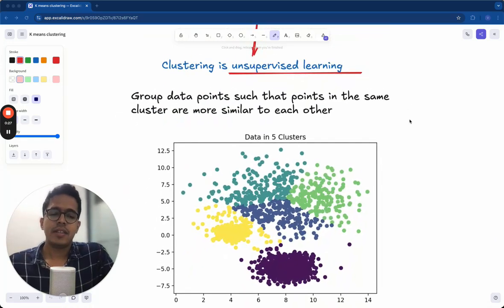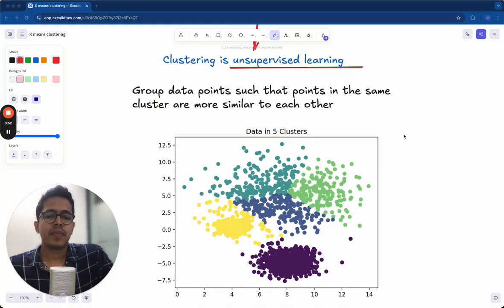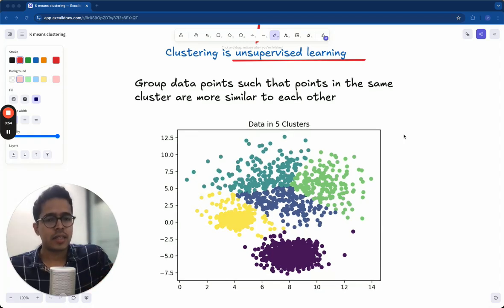So clustering is an unsupervised learning task. And in a few moments, I will explain, if you have forgotten, what the difference is between unsupervised learning and supervised learning. Briefly, in supervised learning, you have labels associated with data points. In unsupervised learning, you don't know what each data point corresponds to. You just have the data and you have to learn from the data itself. And an example of this task is k-means clustering.